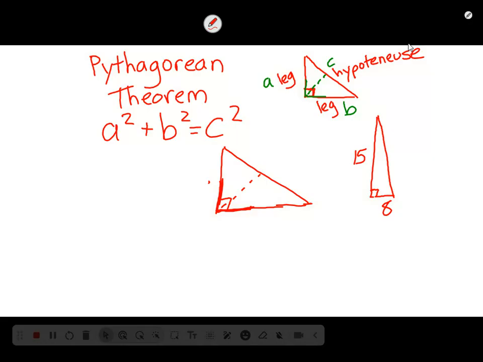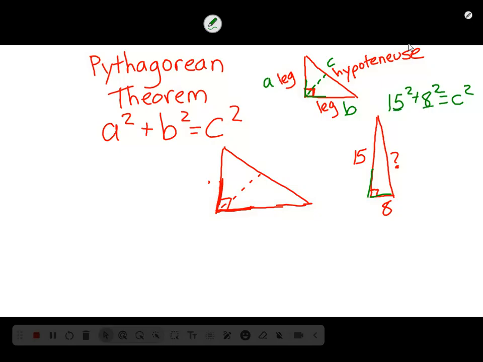How would we solve this? Because we want to know our missing side. How would I set up my equation? What do you think, Harper? 15 squared plus 8 squared equals C squared. Because we know our 2 legs are our 2 numbers that go here.